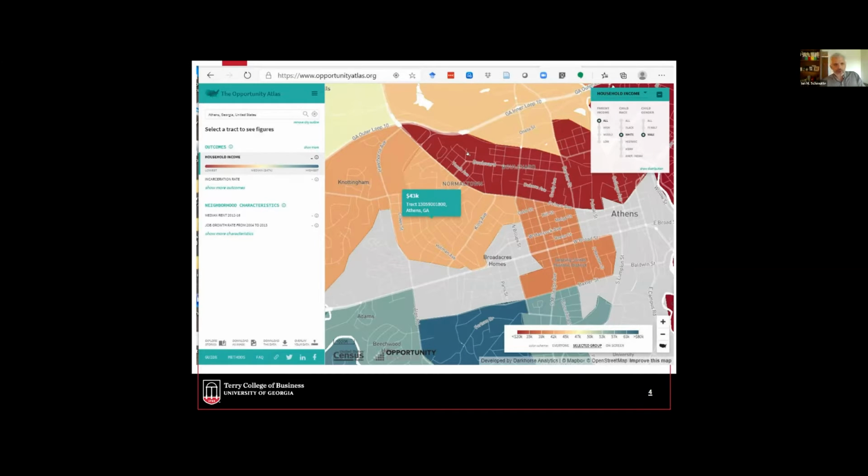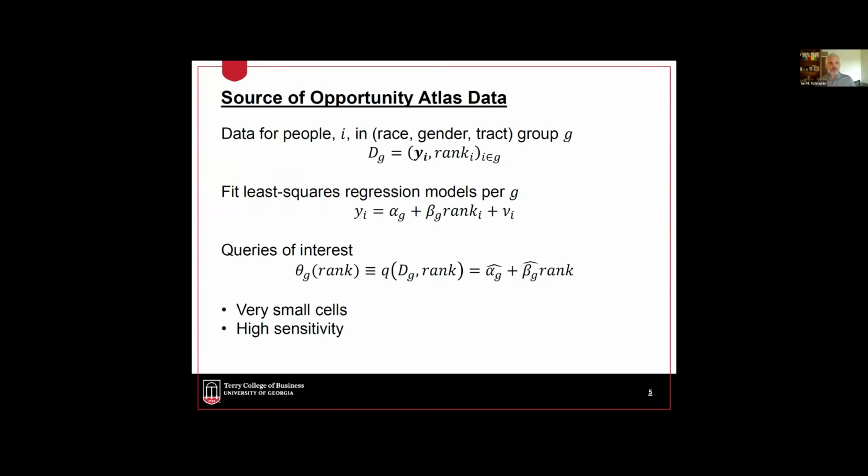Okay, so these are remarkably rich data. And so the question is, how exactly did they persuade the Census Bureau to let them get these data out the door? Because I'm not aware of any other data that provide quite this rich a detail on individual outcomes at quite this high level of geographic resolution. And so it was possible by using the formal privacy system.